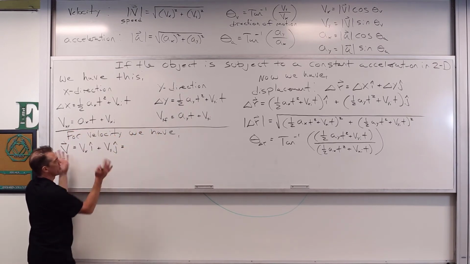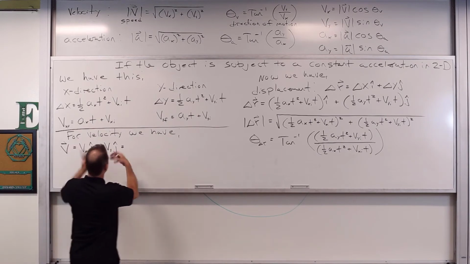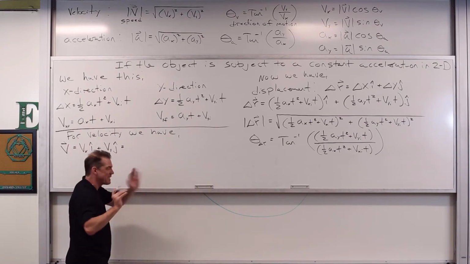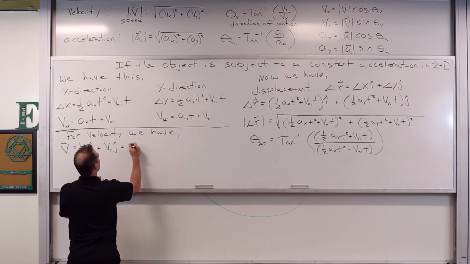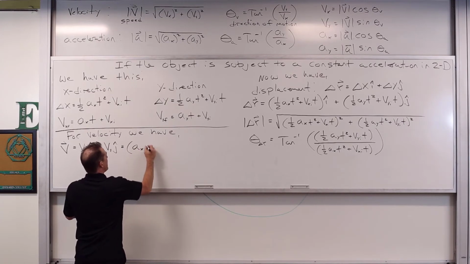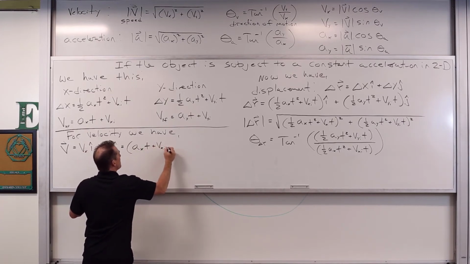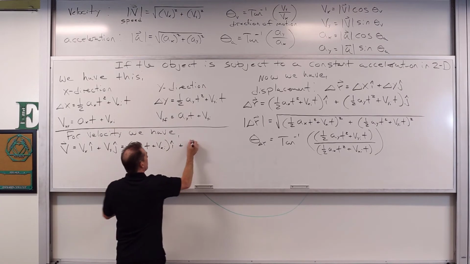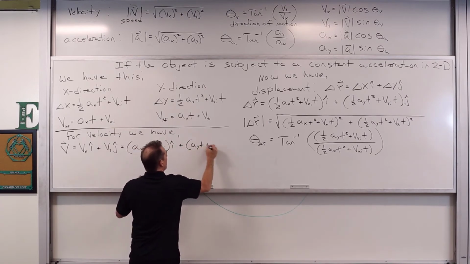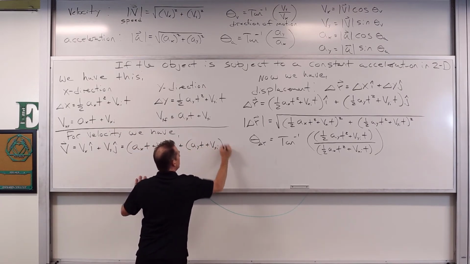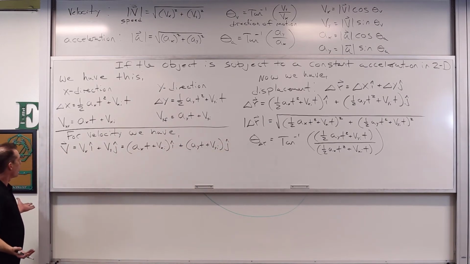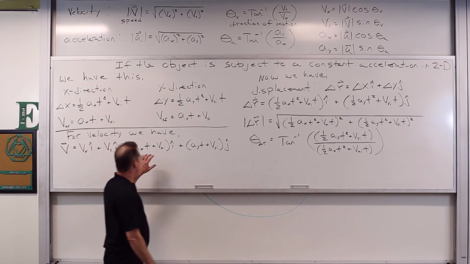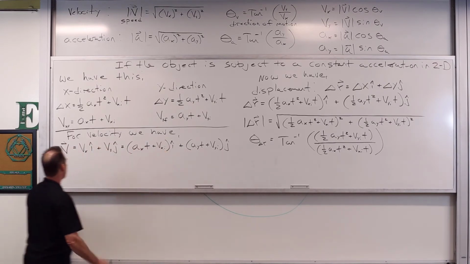I'm leaving the finals off of here just because that kind of makes it seem like it's at a specific time. Really doesn't matter, but just note that. So this expands out into (a_x t plus v_x initial) i hat plus (a_y t plus v_y initial) j hat. There's the total velocity vector written in unit vector notation.